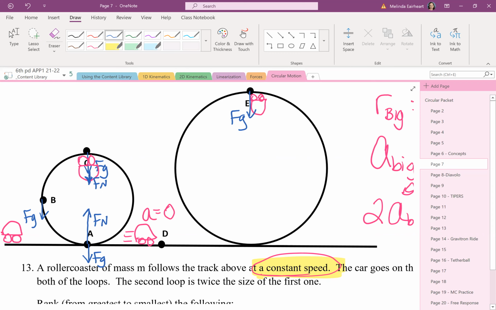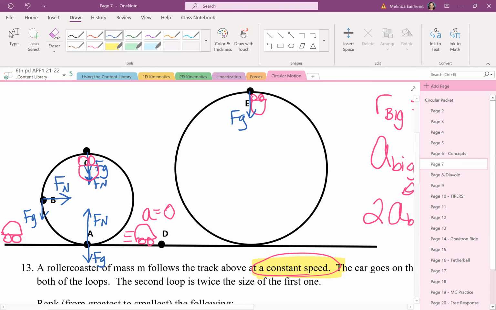And then what about at B, the side? What direction is the normal force? Towards the center. And does it need to be as big? There's nothing center opposing. And remember, gravity is not center opposing here. And so it doesn't need to be as big as A. And if you notice, we're kind of ranking as we go.